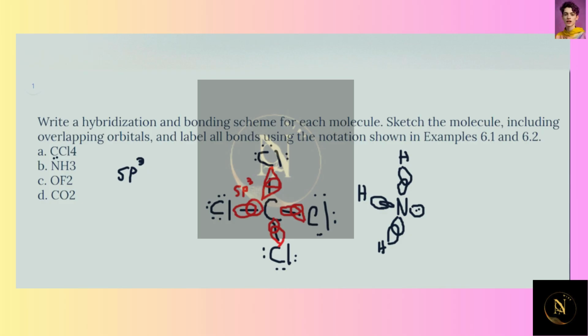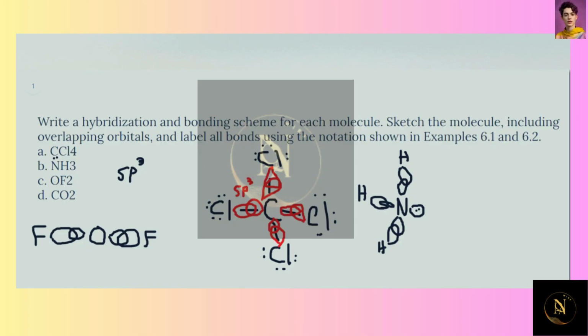For OF2, or oxygen difluoride, we have our oxygen atom. It likes to form 2 bonds. So I'm going to draw those here to our fluorine.